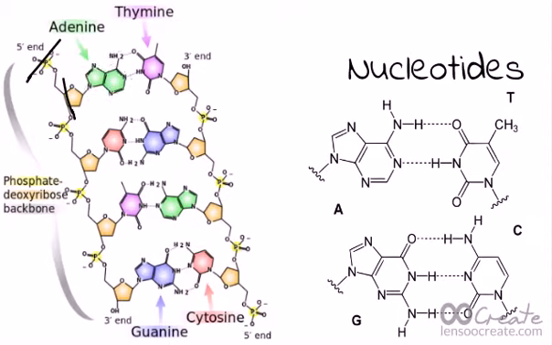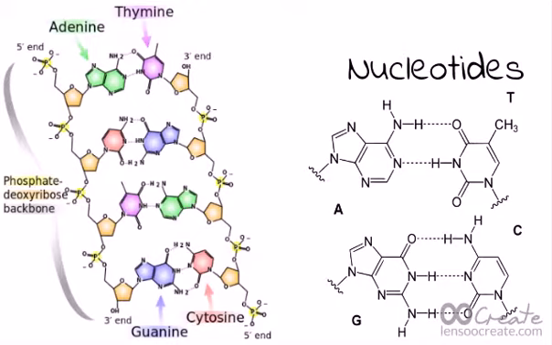Now, with bases, there's a rule, and this rule is that adenine has to pair with thymine, and guanine has to pair with cytosine. You will never see adenine with cytosine or thymine with guanine or vice versa. It is always adenine with thymine and guanine with cytosine. It's always going to be like that. I don't even think it's possible for it to be in a different way.